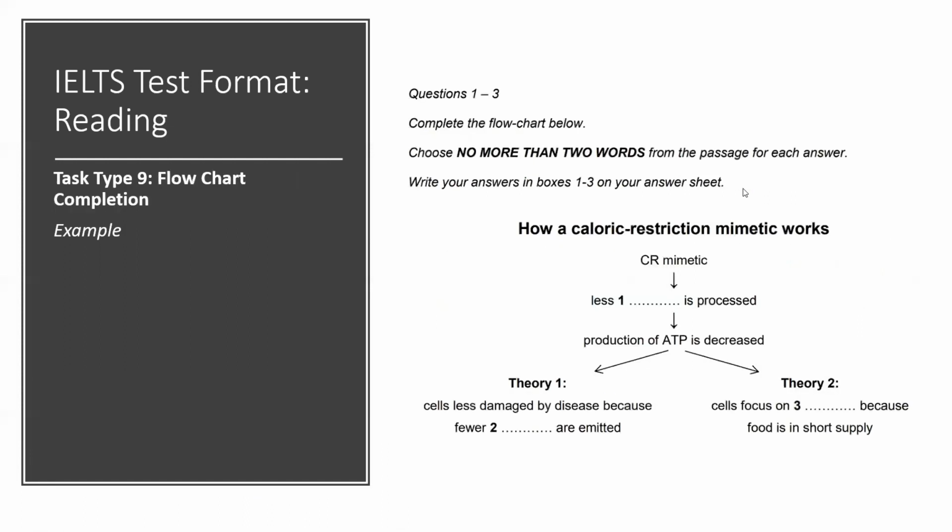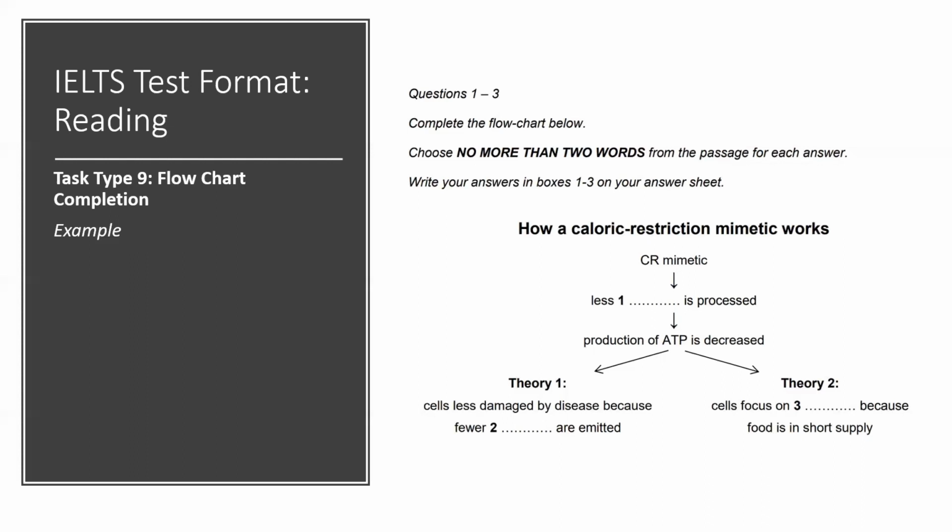Another example is flow chart completion. You know what a flow chart is, and let's see how it will be done. Read the questions. Question 1 to 3. Complete the flowchart below. Choose no more than 2 words from the passage for each answer. Write your answer in boxes 1 to 3 on your answer sheet. The arrows give us the idea how the information is flowing, and we are then required to fill in the blanks where they are.